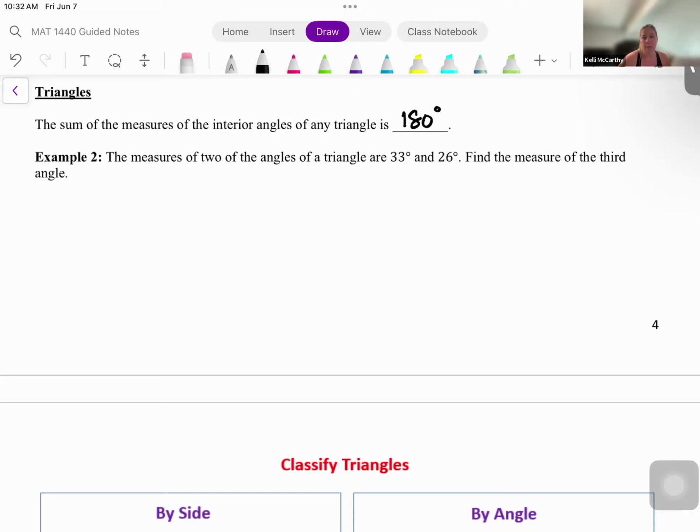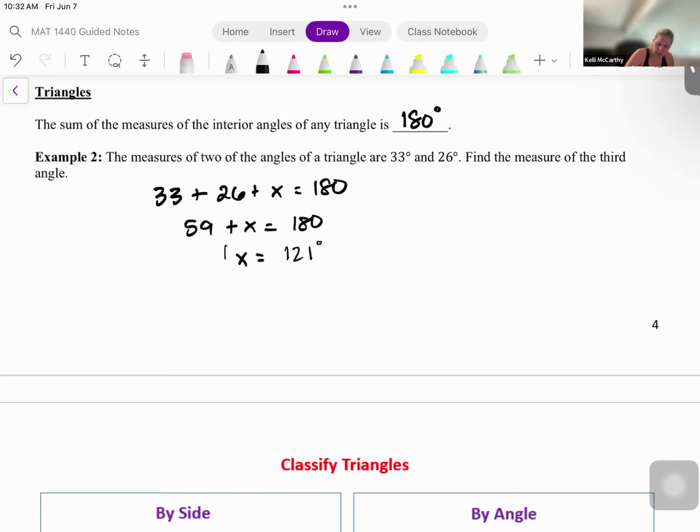If you're given the measures of two angles of a triangle to be 33 degrees and 26 degrees, find the measure of the third angle. So if I were to add them all up, this should sum to 180 degrees. Now we can simplify before solving for x. 33 plus 26 is 59. And if I subtract 59 from both sides, we're going to get the measure of that third unknown angle to be 121 degrees.